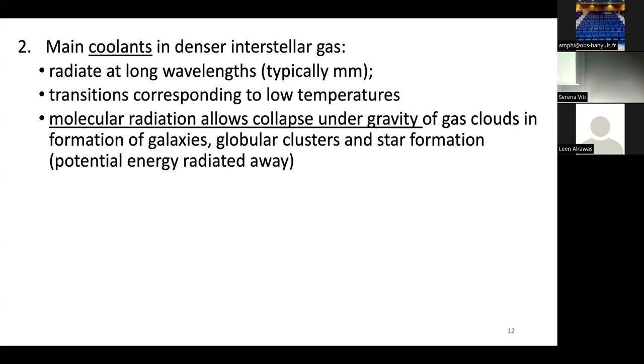So remember that clouds want to be in equilibrium, right? So to make them collapse and form a star, you need something that keeps that gas cool, and that something is molecules. So on average, molecules are needed to form stars.